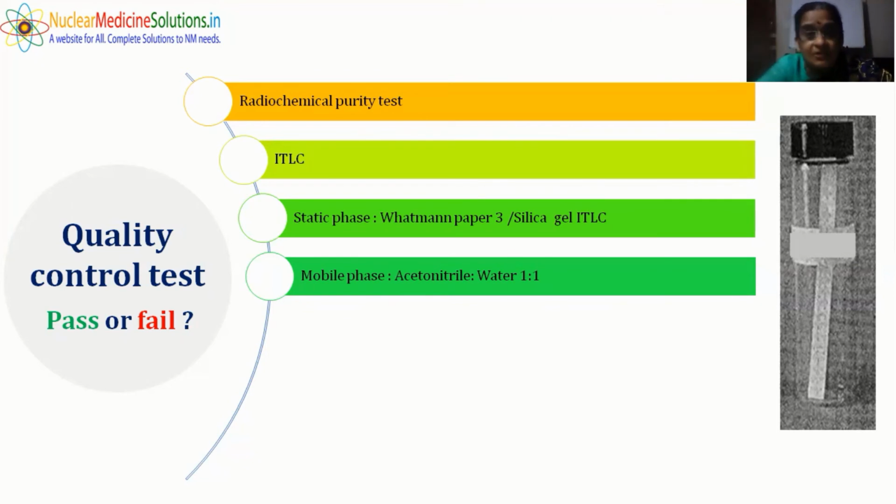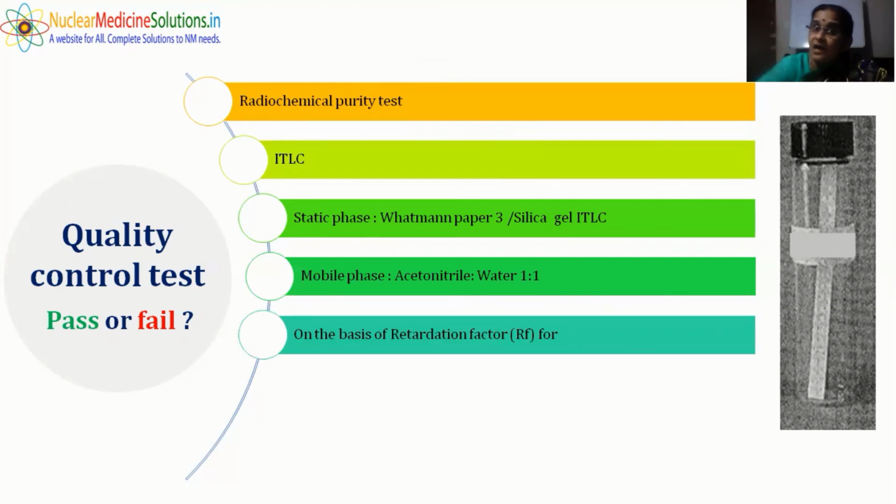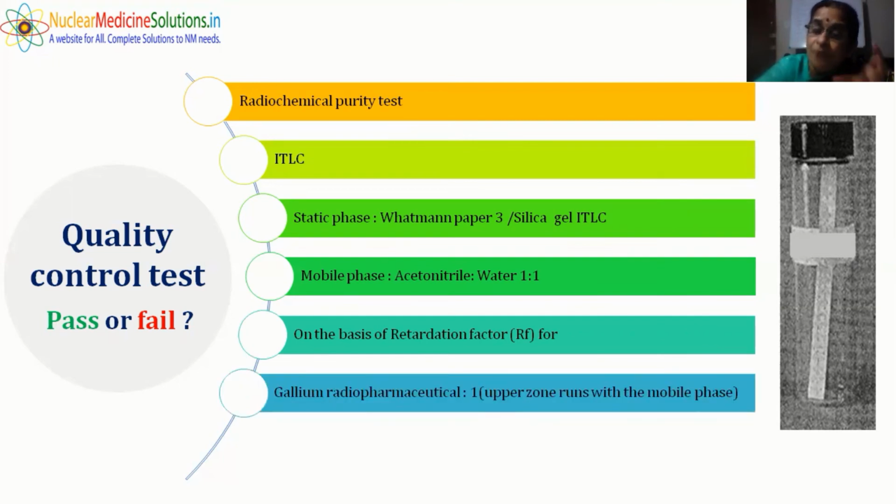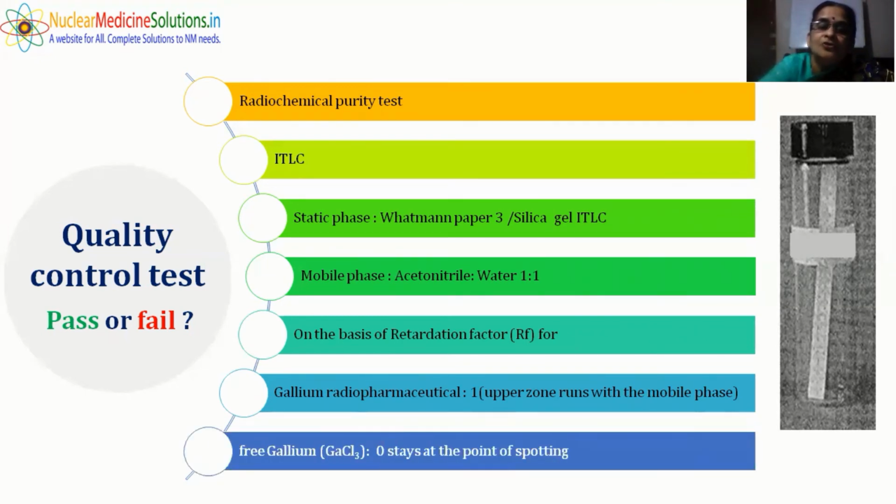Citrate buffer is also another mobile phase which has been used, and on the basis of the retardation factor, we can find out how much is the pure gallium radiopharmaceutical. Generally, the gallium radiopharmaceutical will run with the solvent, the mobile phase, and has a retardation factor of 1, and the unlabeled will stay at the point of spotting or origin. So the free gallium's retardation factor can be taken as 0.